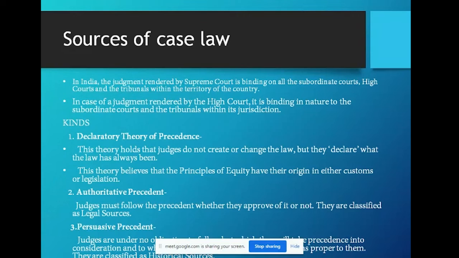Then there are mainly 3 kinds of precedents: declaratory precedent, authoritative precedent, and persuasive precedent. When we are looking into declaratory precedent, the judges do not create or change law, but they declare what law has always been. Authoritative precedent means judges must follow precedent whether they approve of it or not. Persuasive precedent means judges are under no obligation to follow, but they take precedents into consideration.